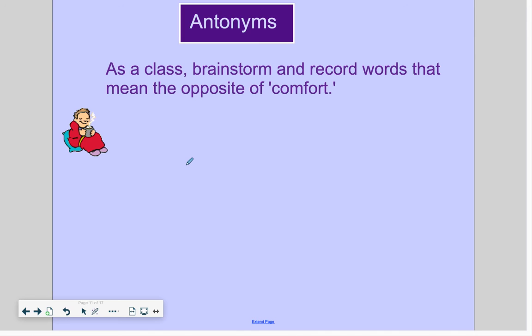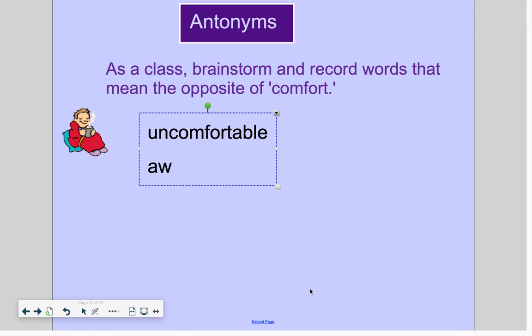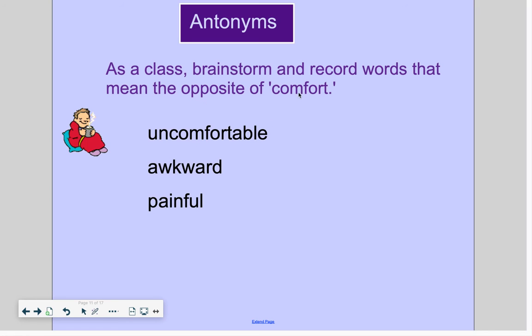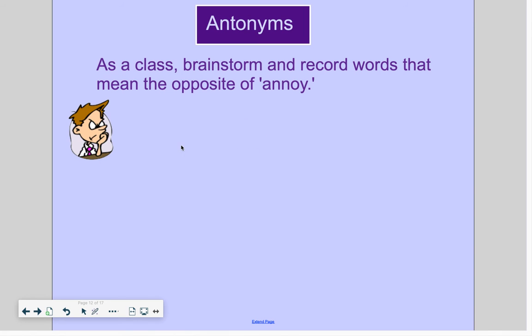So I would say the obvious one to me is uncomfortable, maybe awkward, maybe painful. Those are three that I could come up with, and maybe you can come up with better ones.